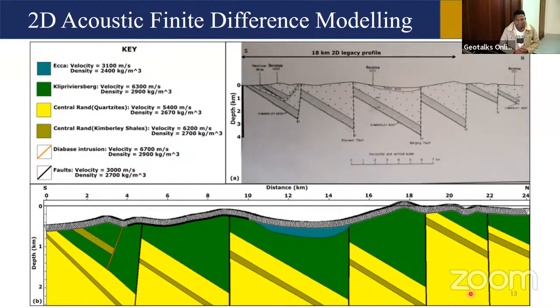In order to calculate the source of reflectivity along the profile, we did 2D acoustic finite difference modeling using a geological model created by Anthropos in 1983 along the profile. And these are the physical properties we use for this rock, the densities and the velocities. All these were taken from previous studies done in the Wits Basin of the physical properties of the rocks.